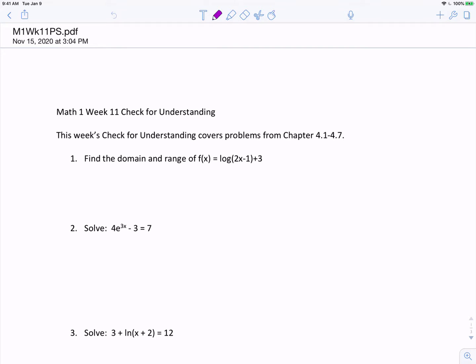Here are the solutions for this week's Check for Understanding that covered Chapter 4. Find the domain and range of f(x) = log(2x - 1) + 3.